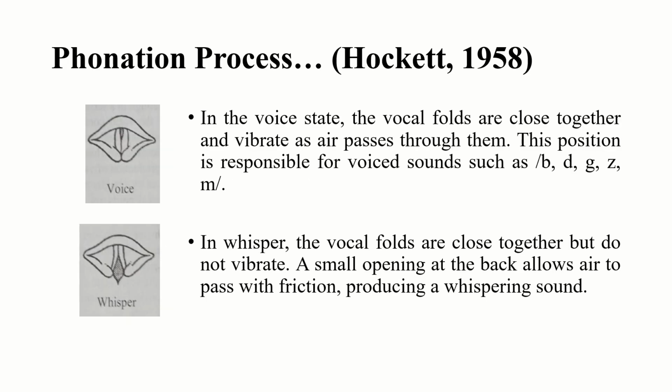Next one is voice. So in the voice state, what happened? The vocal folds are close together, but they are not tightly together. They are close together and vibrate as air passes through them. And this position is responsible for the production of voiced sounds. And talking about the English language, there are 15 voiced sounds. They are b, d, g, m, n, ng, l, r, w, y. So these sounds are produced with this type of state of the glottis.